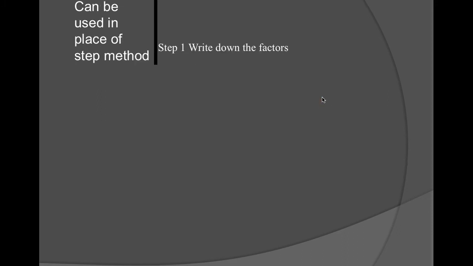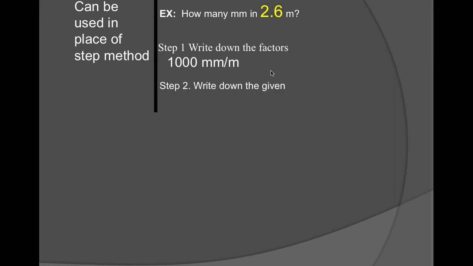Now, this dimensional analysis can be used in place of the step method. So if you forget about the whole how many spaces to move the decimal point, you can use dimensional analysis. So first, write down the factor of, for example, how many millimeters in 2.6 meters. We know that there is 1,000 millimeters in every meter. So you want to write down the given, which is 2.6 meters.